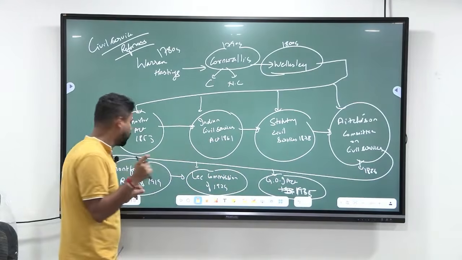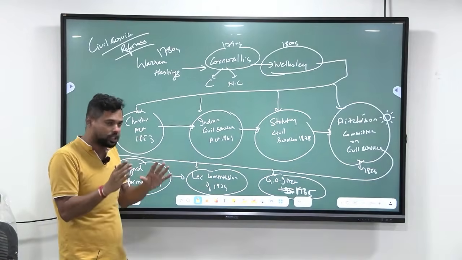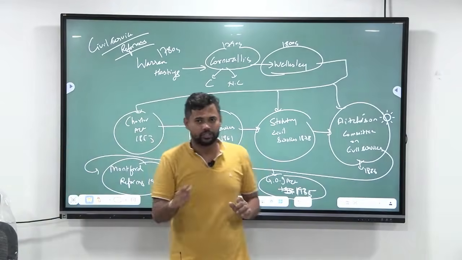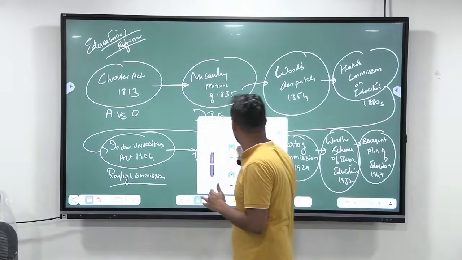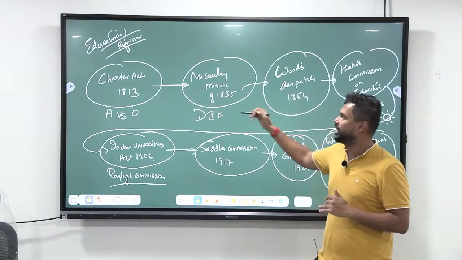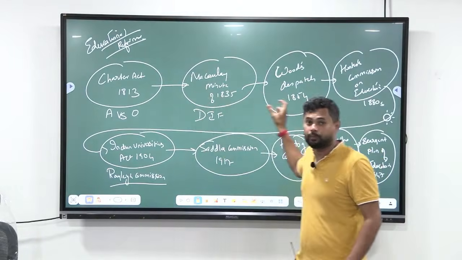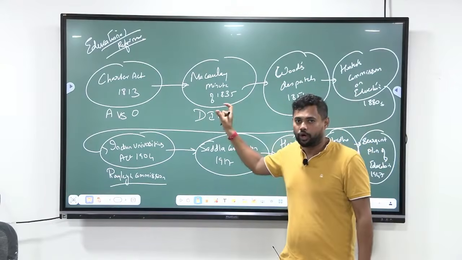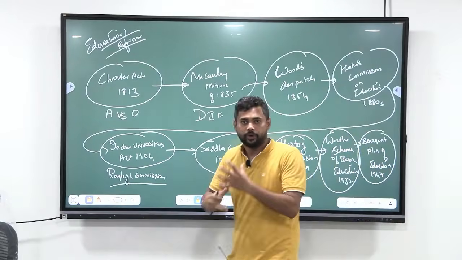Next, you go to Montford Reforms, Public Service Commission. That is how. You just have to write specific facts. So, everywhere you go, if you go to the next, again educational reforms, I want specific points. Don't write English, I want you to write specific points. So, I hope you are understanding the flow.